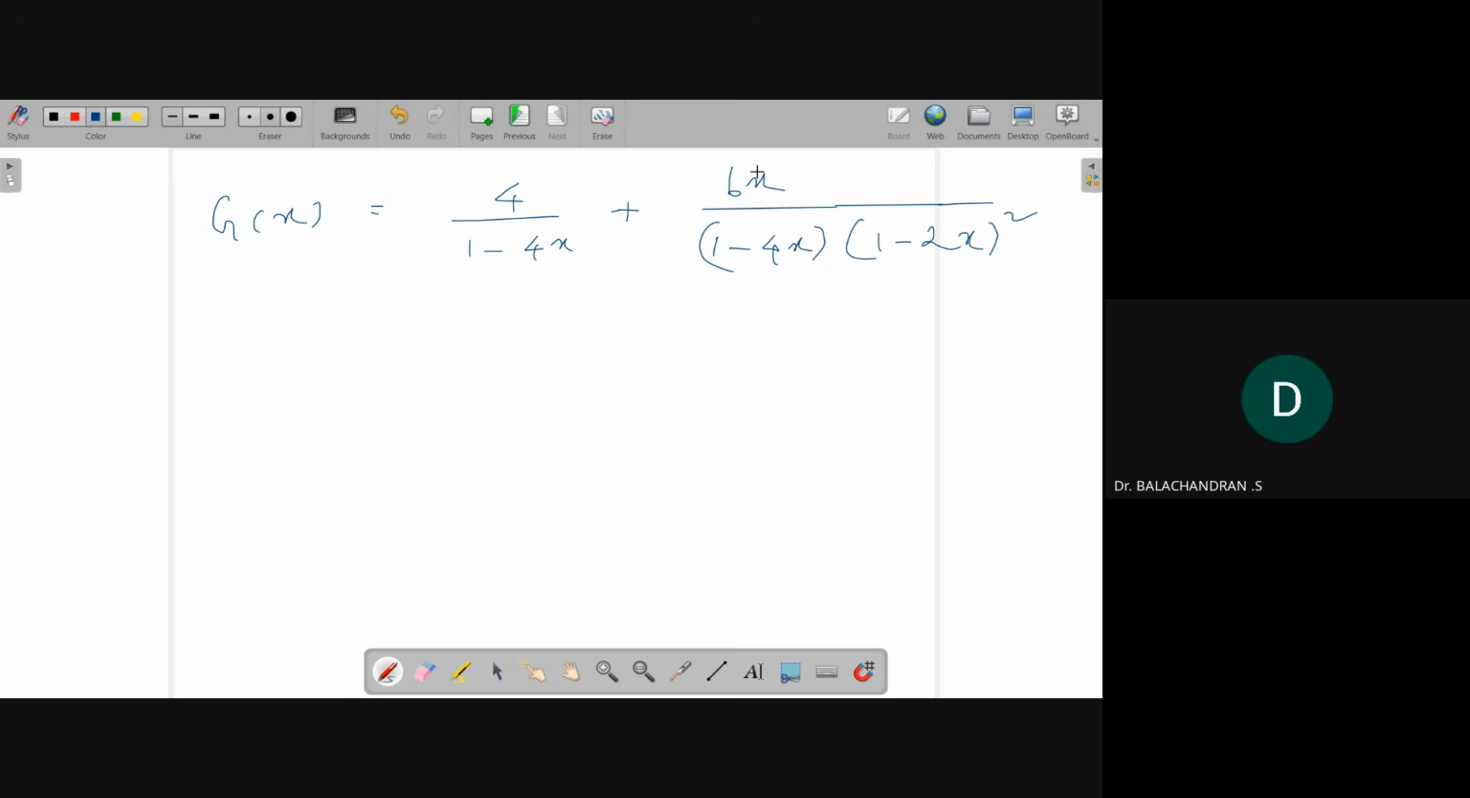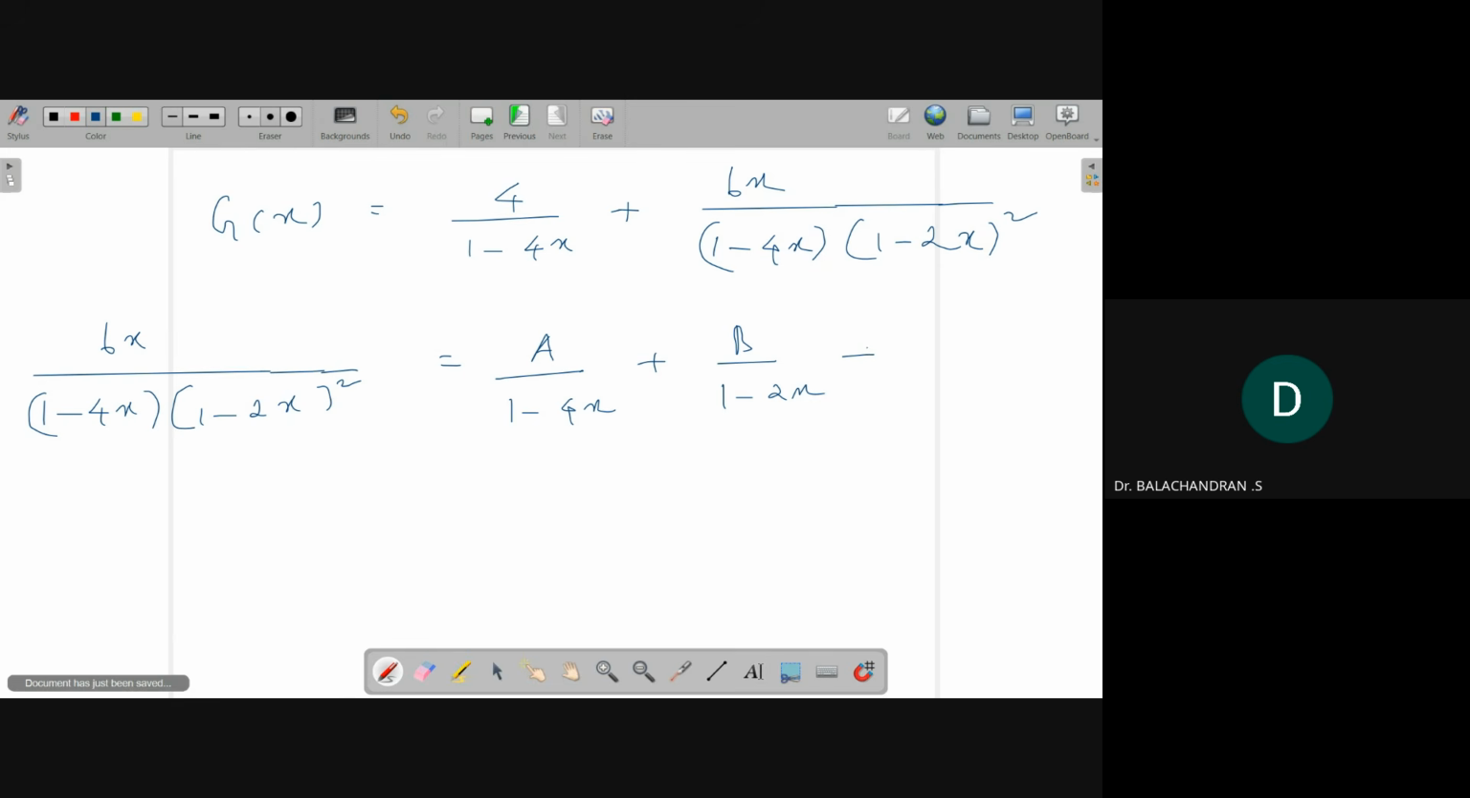Apply partial fraction for this term. So 6x by 1 minus 4x into 1 minus 2x whole square is equal to a by 1 minus 4x plus b by 1 minus 2x plus c by 1 minus 2x whole square. So using partial fraction, you should find the value of a, b, c.